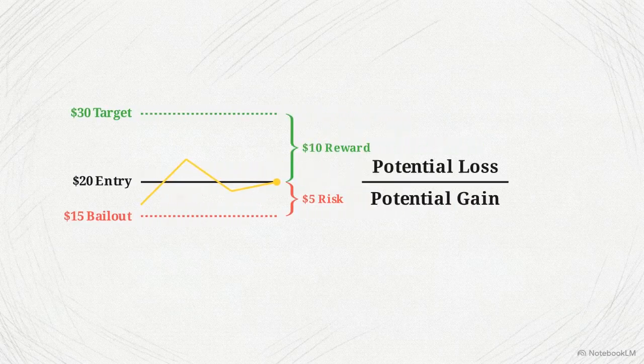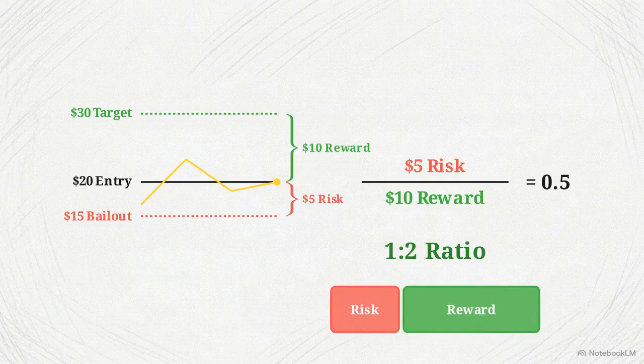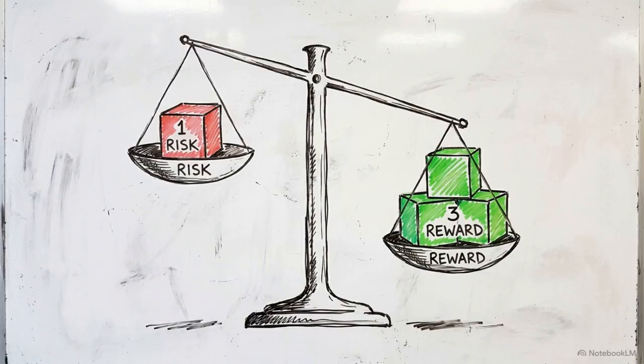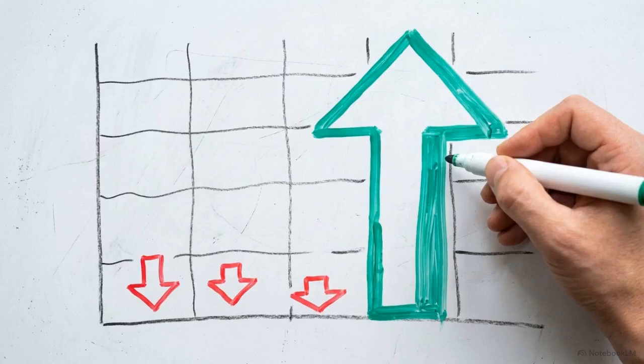of $5. The risk-return ratio formula is potential loss divided by potential gain. Dividing our $5 risk by our $10 reward gives 0.5, or a 1-to-2 ratio. In investing, a lower ratio indicates a more favorable balance. For example, a 1-to-3 ratio, meaning 1 unit of risk for every 3 units of expected return, is a highly favored benchmark for market strategists. Securing a mathematically sound ratio ensures that your occasional winning trades outpace the financial drag of your inevitable losing trades.